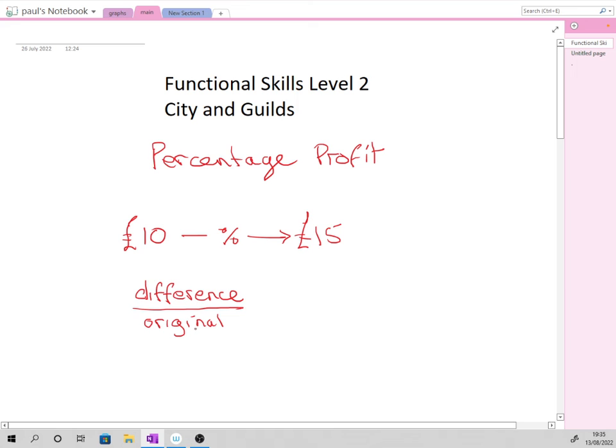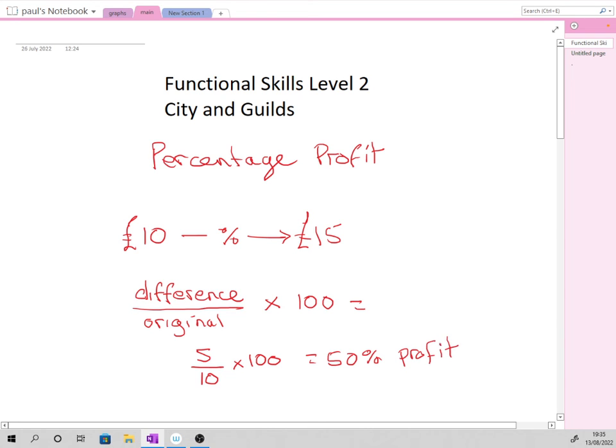And this looks like a fraction, which it will be when we put numbers in there. And to change a fraction into a percentage, as we could remember from a previous lesson, we just multiply by 100, and that will give us our percentage profit. So the difference between these two numbers is 5. The original price is 10, and we multiply that by 100. So 5, you can use a calculator if you want, so it's 0.5 times 100 is 50%. 50% profit.